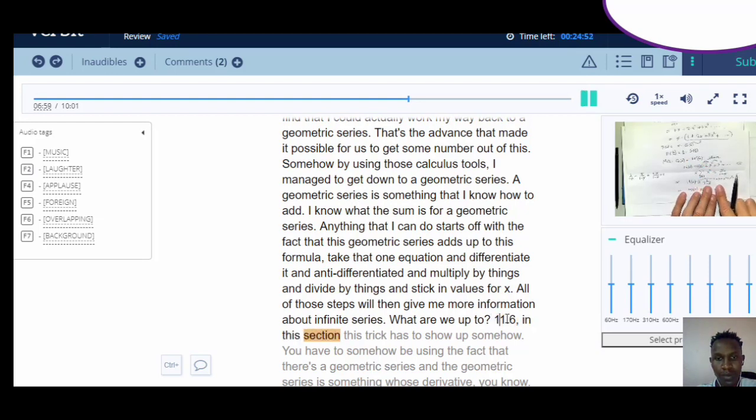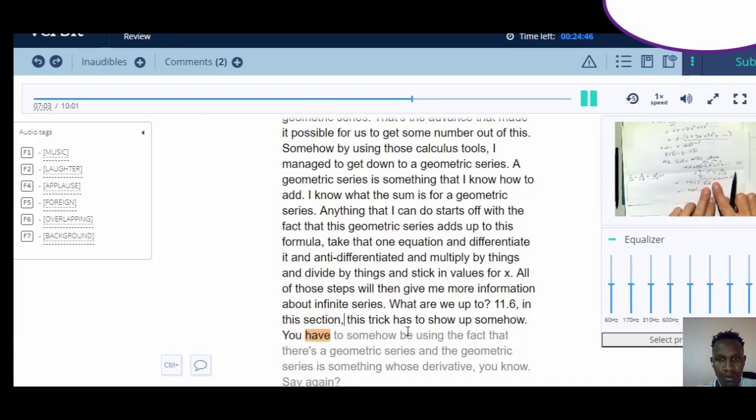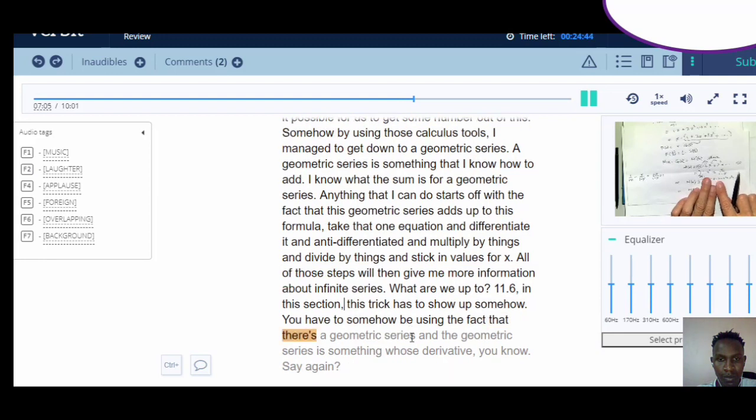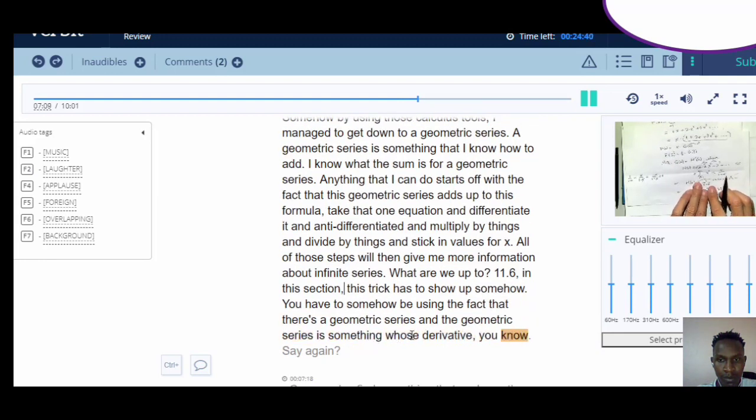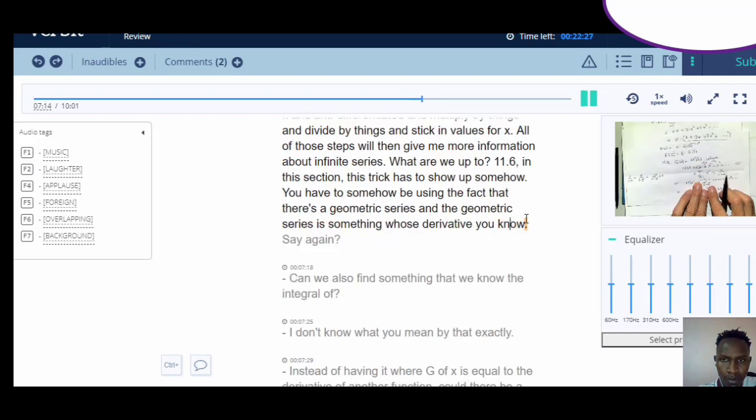11.6. In this section, this trick has to show up somehow. You have to somehow be using the fact that there's a geometric series, and a geometric series is something whose derivative you know. Derivative you also know the integral.